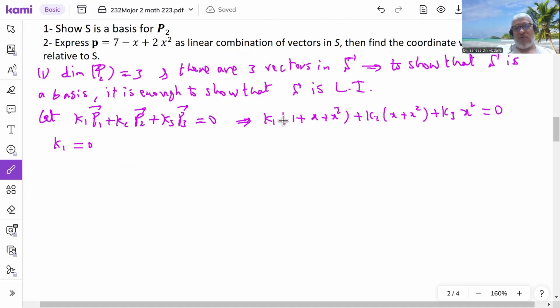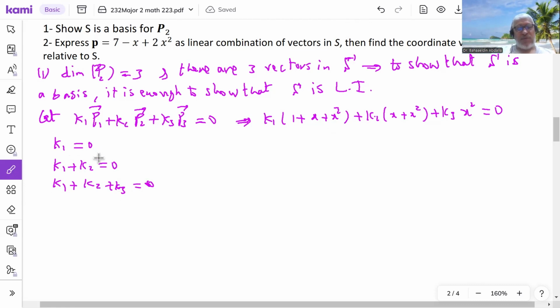Now, what about the coefficient of x? The sum of all coefficients of x should also be equal to 0. So K1 times x, K2 times x, so K1 plus K2. These are the coefficients of x. There is no x here. This should also be 0. And now the coefficients of x squared should also be 0. So K1 times x squared, K2 times x squared, and K3 times x squared. So this is the system.